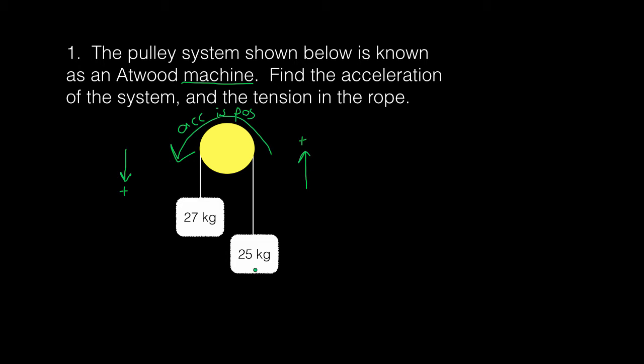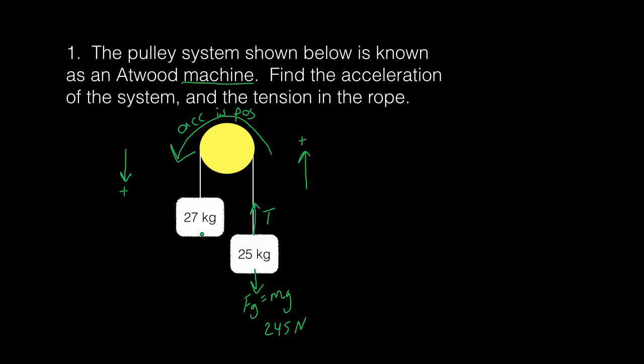Now we can go through and fill in our free body diagram. We have the force of gravity, which is equal to mg. So 25 times 9.8 is equal to 245 newtons. And we know that there's a force going up in this rope, and that's called tension, so I'm going to put tension right there.